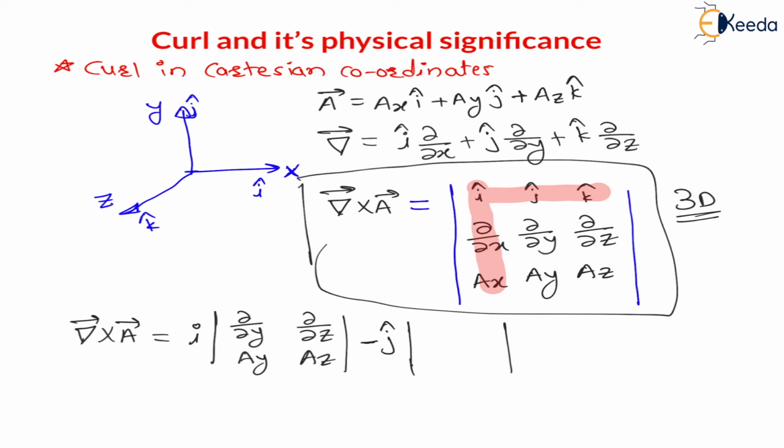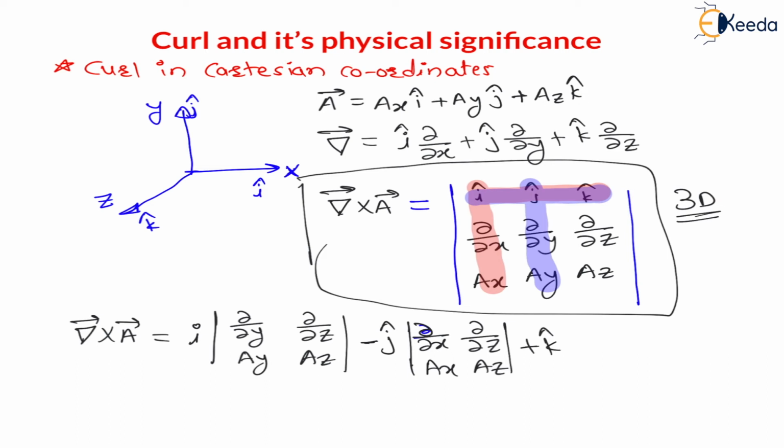Therefore here this j falls in, we can say, second column and first row. Delete the second column and first row. For the remaining elements, it will be the determinant: dou by dou x, dou by dou z, ax az. Similarly for the third letter it is positive. Alternate plus minus, plus minus plus, plus, then k cap.